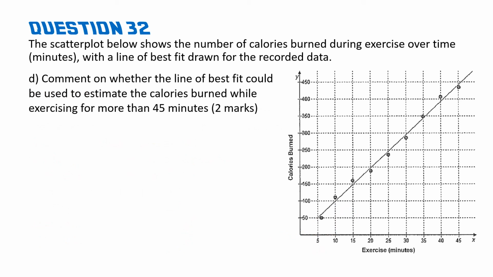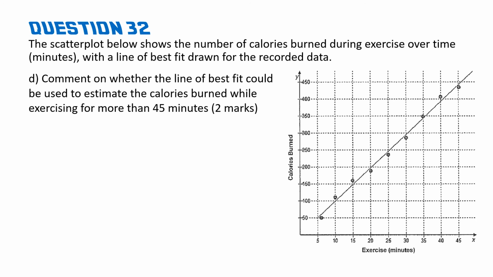Part D then is comment on whether the line of best fit could be used to estimate the calories burned while exercising for more than 45 minutes. Now, the last data point we have there is for 45. Can we accurately predict then for time greater than 45 minutes? So we have to remember 2 pieces of important information. What we are doing is we are going beyond the scope of the given data, so that's called extrapolation. Is it safe to extrapolate? Generally, no.